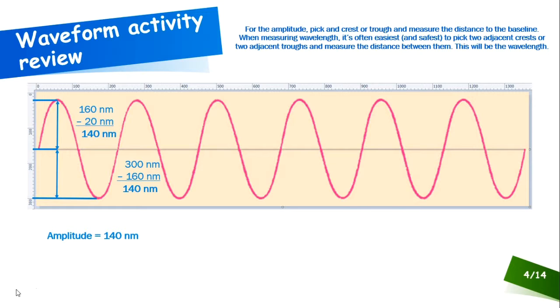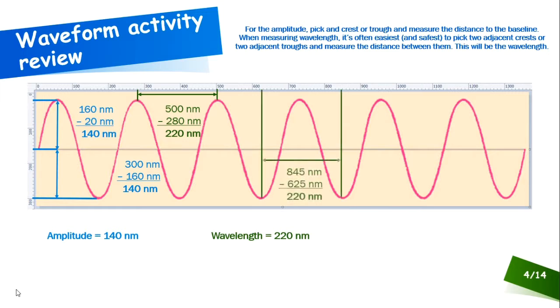If I use the next two crests for my wavelength measurement, I'm going to get 220 nanometers, because one is about 500, the other is about 280, so that gives me 220. And I could use two low points. If I use these two troughs, it's about 845 for the one, 625 for the other. Subtract those out, and I get the same number, 220. So 220 is my wavelength.